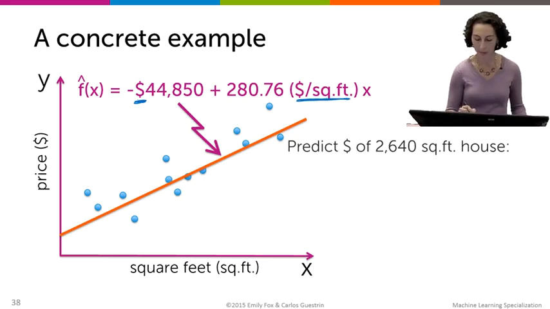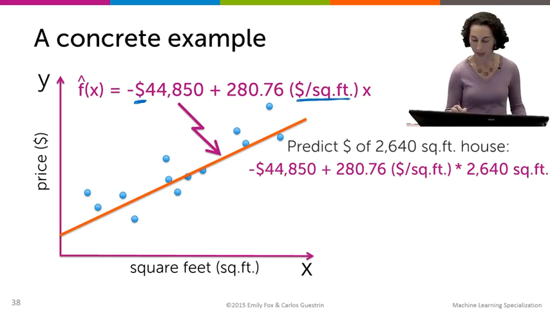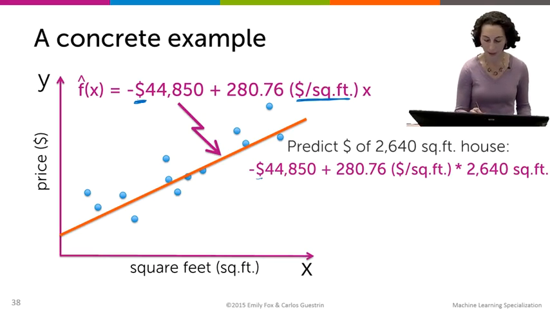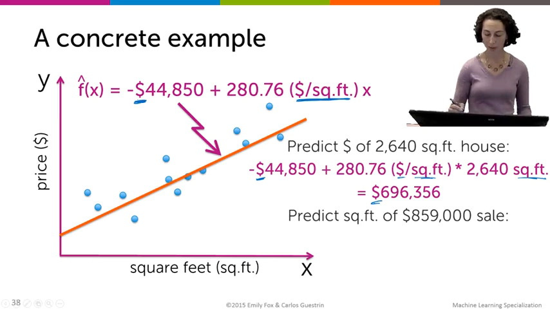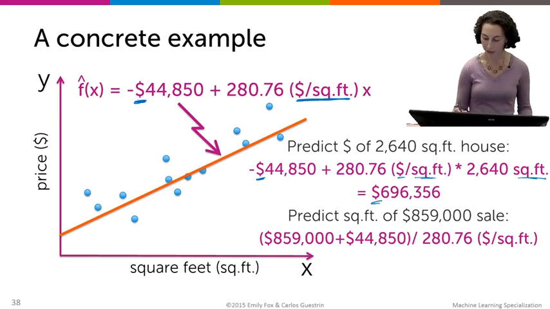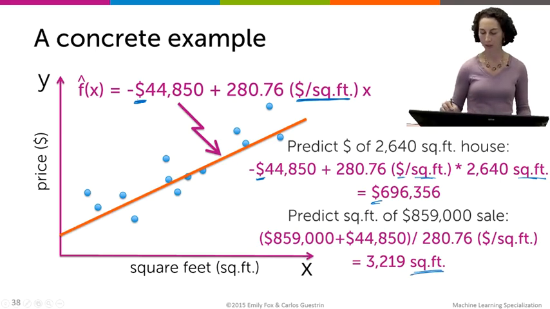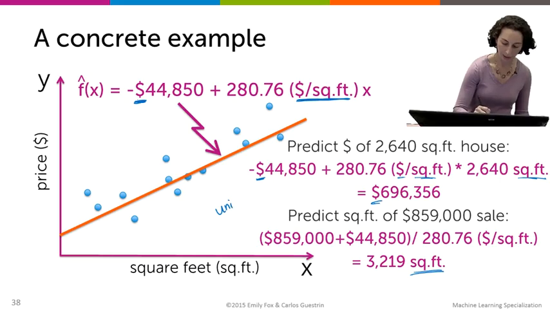And when I went through and did my calculation of predicting the value of a house with a given square feet, if I actually put in these units, I see that everything works out. Here I have dollars, here I have dollars per square feet, and then I'm multiplying by square feet. So when I multiply these two things, the resulting units are just dollars. That's great. And likewise, when I use the equation in reverse, I have dollars divided by dollars per square feet, and I end up with something that's in square feet. So units work out.